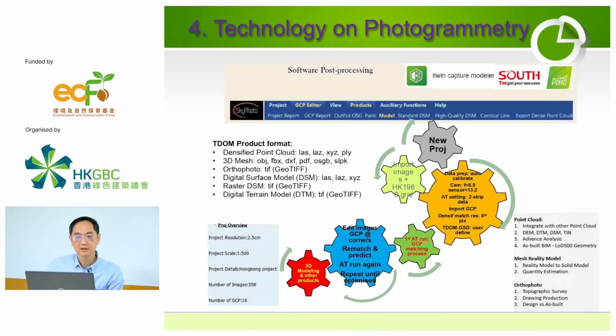So for the orthophoto, we will have TIFF, GeoTIFF, digital surface model, DSM, or terrain model. The formats are those. Okay, here are some file formats for us to do the advanced analysis. After we have these 3D models, after we do the project, we'll have the ground control point report, we'll have the OSGB, and then we will have high quality DSM and contour lines.